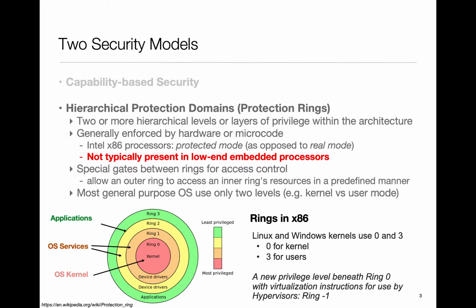But most general purpose operating systems usually use only two levels, kernel versus user mode. And in x86, commonly Linux and Windows kernels usually only use 0 and 3, where 0 is for the kernel and 3 is for users. There's also this notion that a hypervisor represents ring -1, because if you're virtualizing an entire operating system, then technically your hypervisor would sit at a layer below in security.